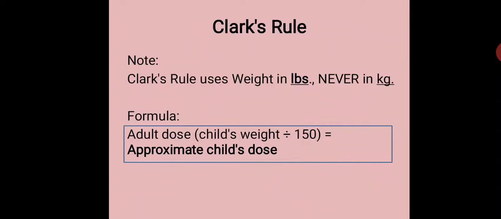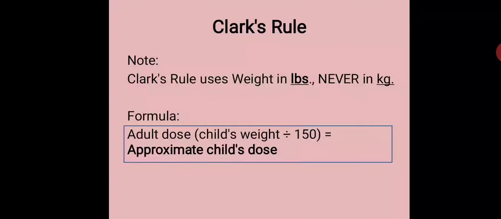Next, let's go to Clark's rule. What we should remember about Clark's rule is that it uses weight in pounds, never in kilograms. So the child's weight must be in pounds. What if the weight is in kilograms? Then we convert it into pounds. This is Clark's formula.